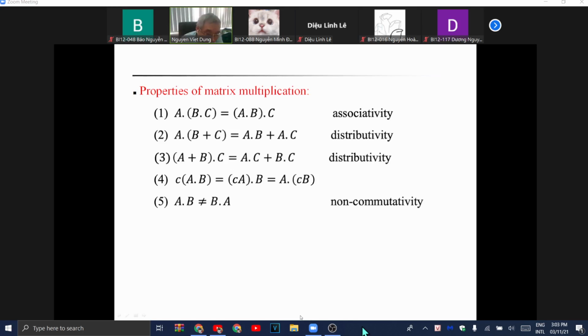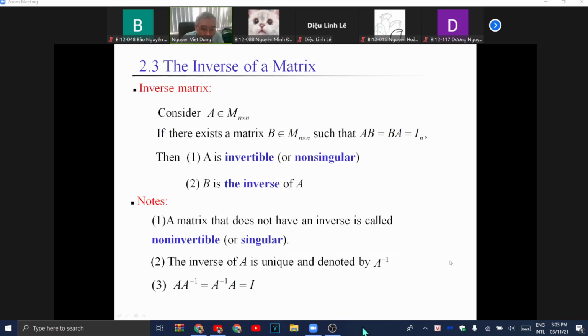In the class last Saturday, we had a series of examples about that. And the next operation is about the inverse of a matrix.